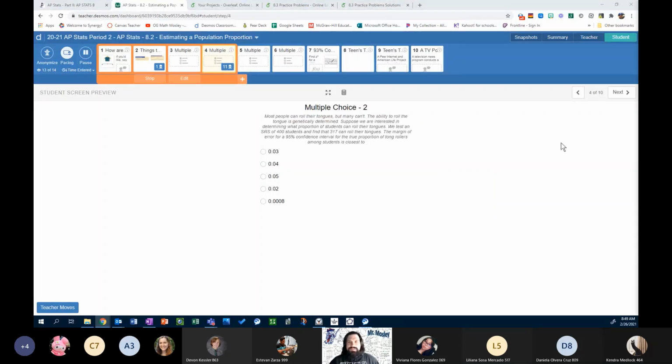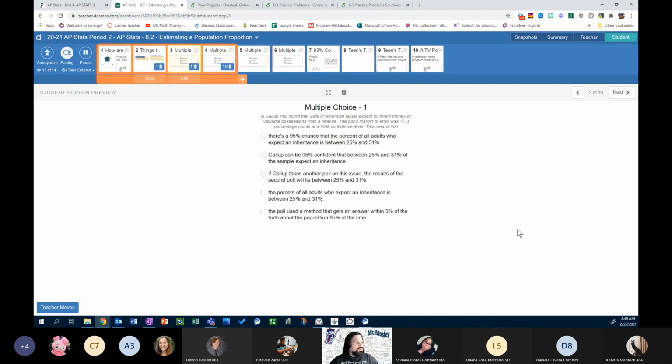All right, let's talk about these 2 questions. If you'd like to follow along with what I'm talking about, I would suggest going to this shared screen in Teams, so you can see what I'm talking about. So we're going to look at the multiple choice 1 first. The Gallup poll.